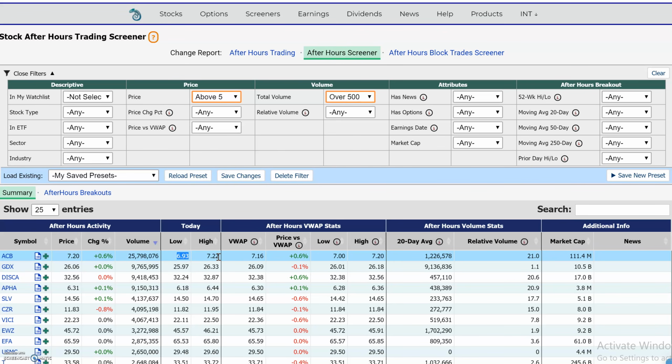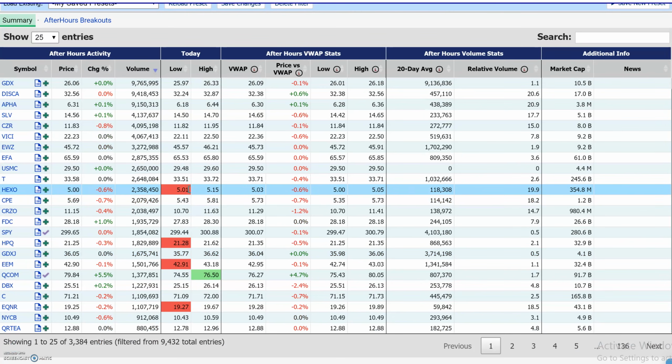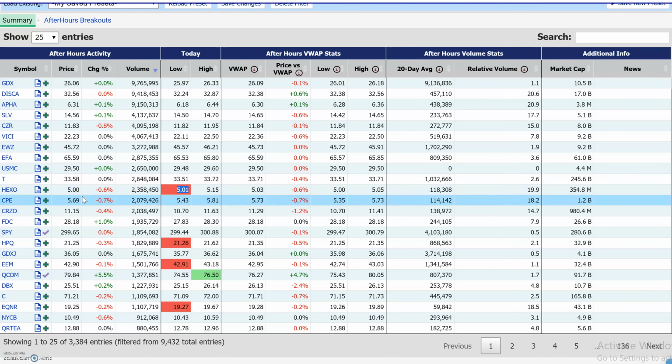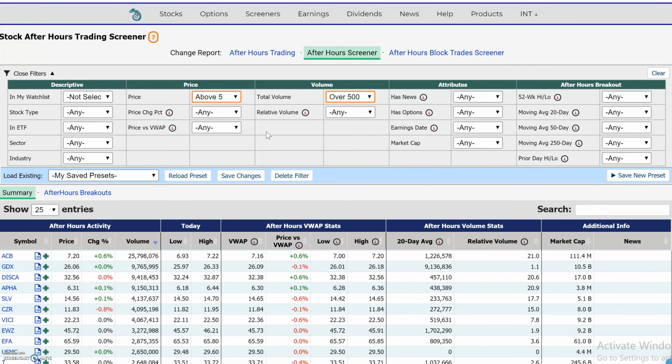This is today's low and high before the close. So if there's a breach in it, you'll see this light up. Here's, like, this stock breached the low of the day in the after hours, so you'll see it light up red. If it breaches the high, then you'll see it light up green like this.